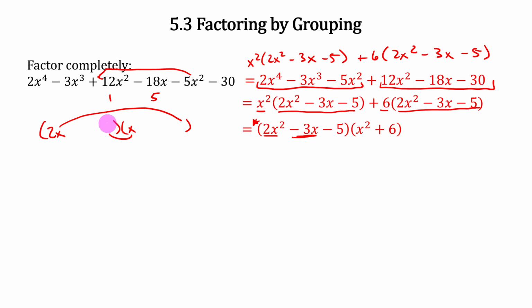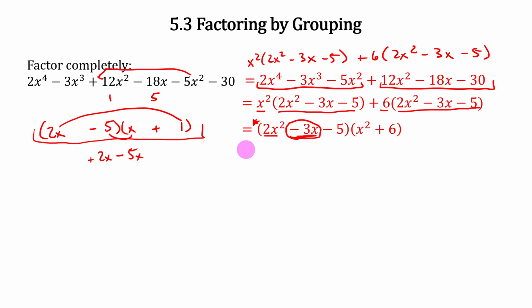So I had tried 1 and 5. Let's try 5 and 1. So this would give me 2x, and this would give me 5x. I want it to be that, because I want it to add to negative 3x. So it's going to be the 2x plus 1 has to be plus, and the 5 times x has to be minus. Now, this is what that's going to factor to. If that way works for you, great.